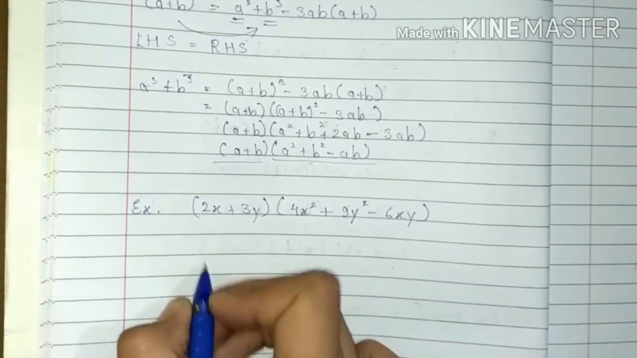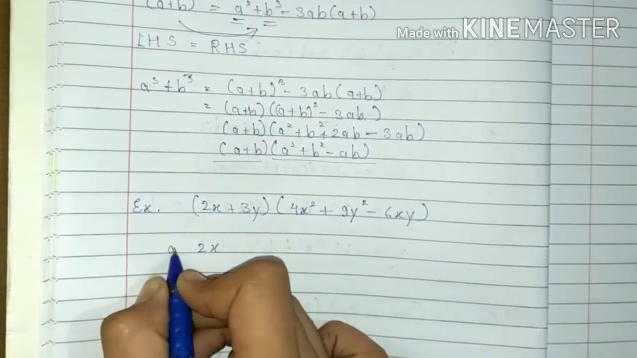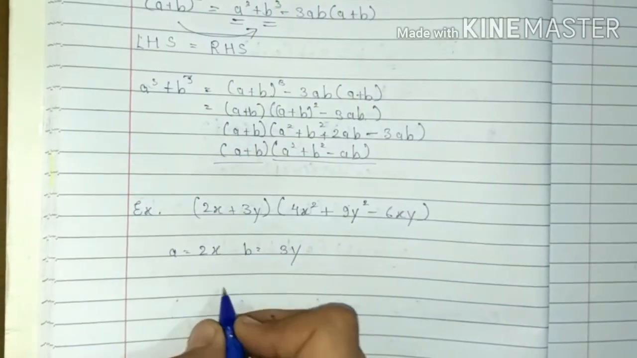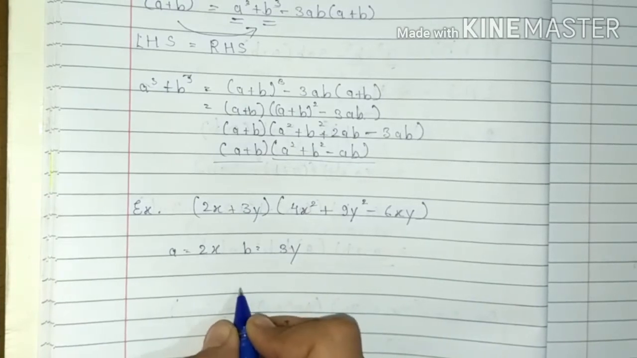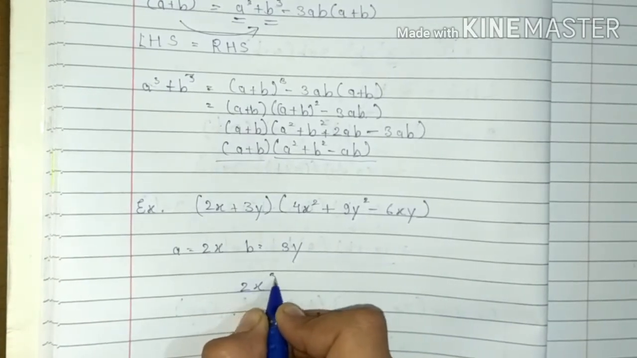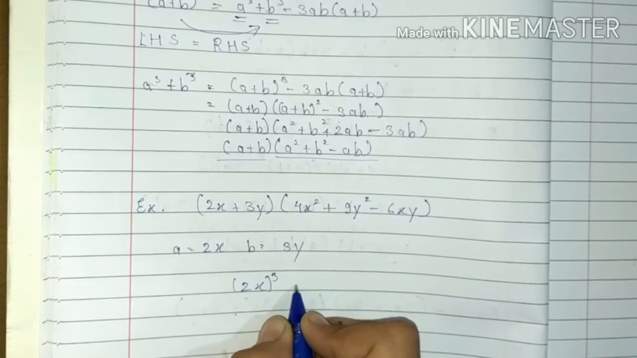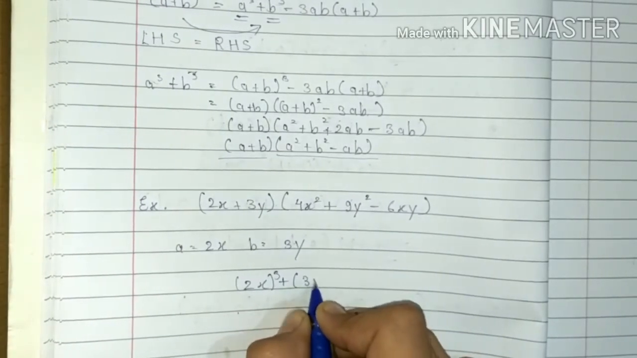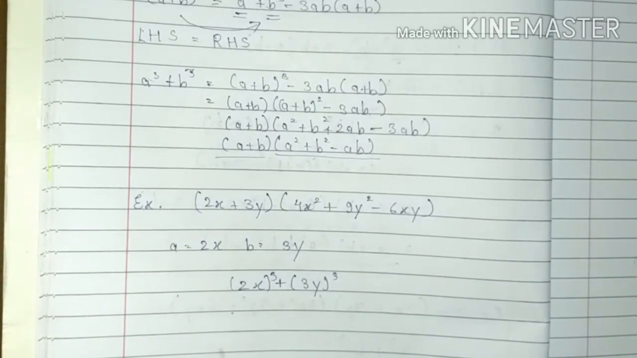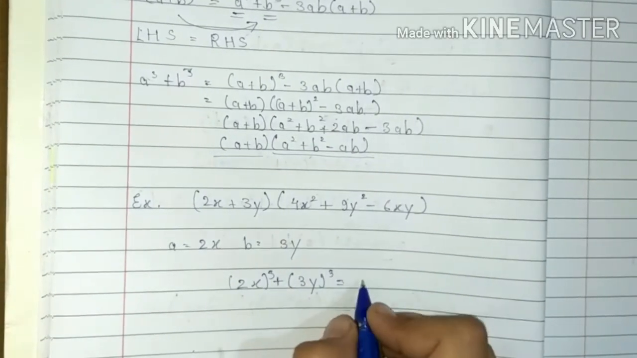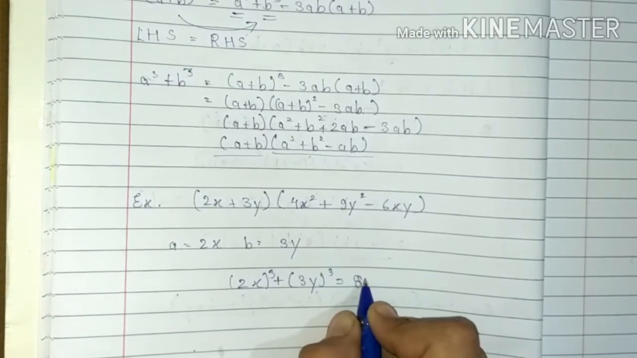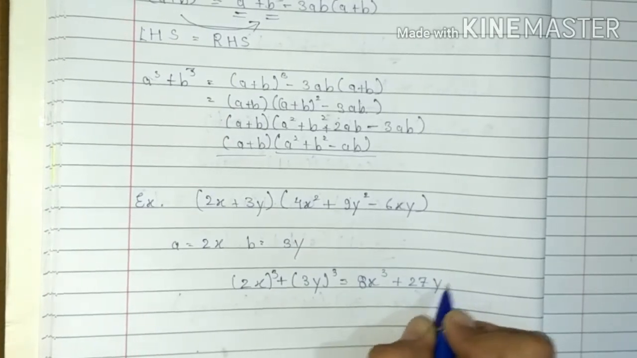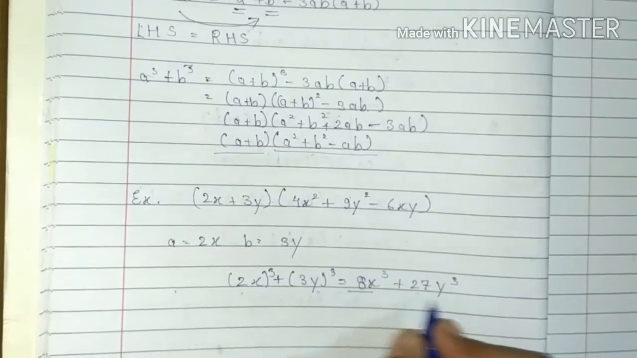So when we take a equals 2x and b equals 3y, our answer will be 2x whole cube plus 3y whole cube. So our answer will be 8x cube plus 27y cube. So this is our answer.